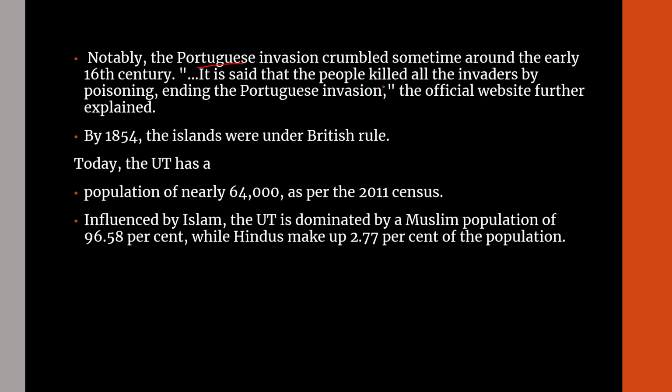So a lot of people have said that it is because the invaders were killed by the native people by giving them what? Poison. By giving them poison. So the official website further explained this. By 1854, the island was under British rule.